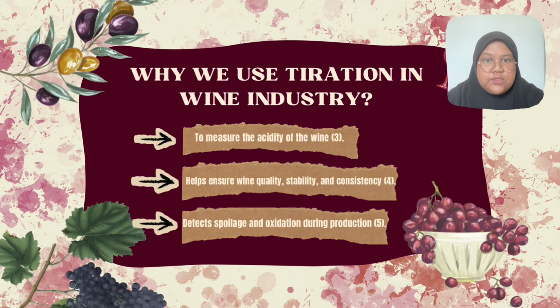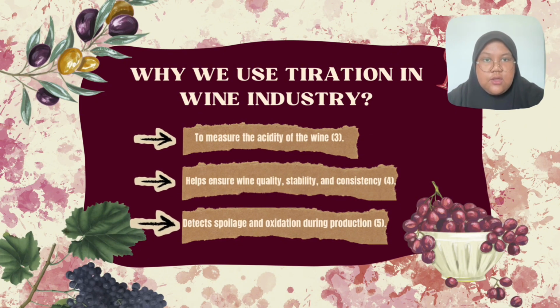Secondly, titration also can help ensure wine quality, stability, and consistency by measuring the acidity of the wine. Proper acidity is important because excessive acids such as acetic acid can cause spoilage and unpleasant vinegar-like flavors. By using titration, winemakers can monitor and adjust acidity levels to maintain the desired taste and quality. It also helps improve wine stability during storage and ensures that each batch has a consistent flavor and aroma, providing a reliable product for consumers.